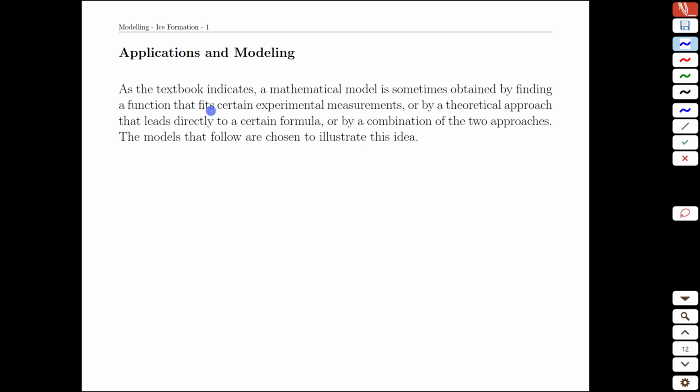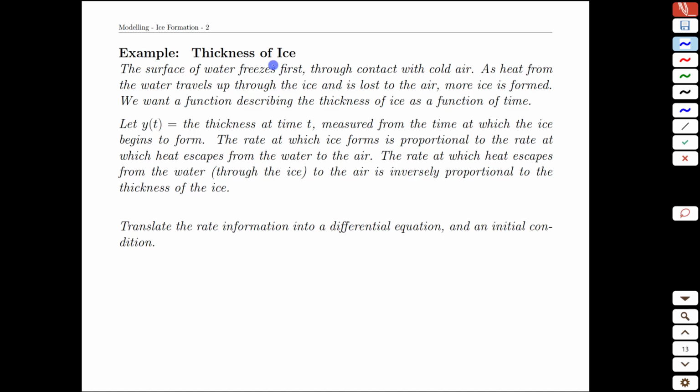If you have the textbook, you'll see some definitions of mathematical modeling and some other examples that you can consider. We're going to look at an example this time of ice formation and how studying the underlying processes leads to a mathematical model. The scenario we're going to look at is ice that's forming on some kind of lake.